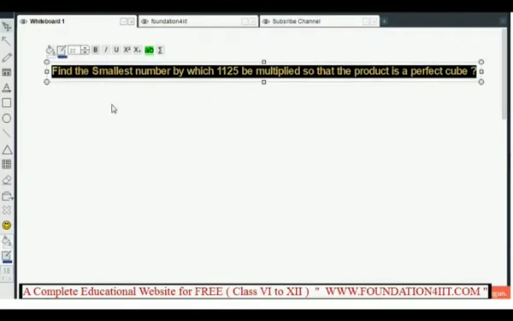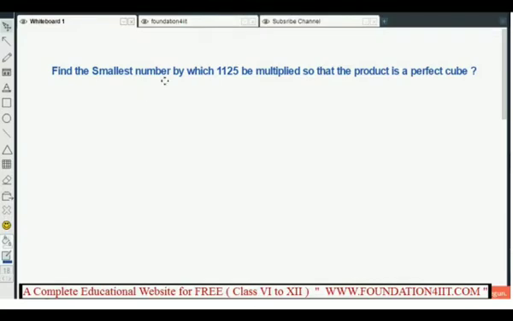Okay, so this is the question now. Find the smallest number by which 1125 be multiplied so that the product is a perfect cube. So what number do we need to multiply to make this a perfect cube? So take 1125 and start to resolve it into prime factors. So it's divisible by 5.